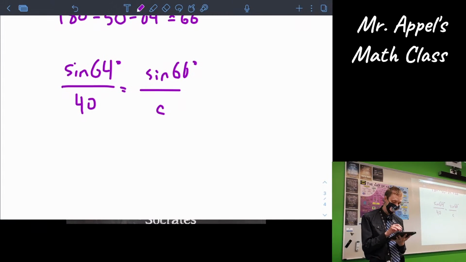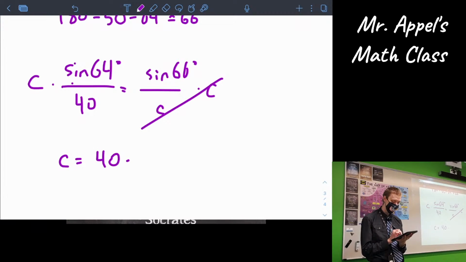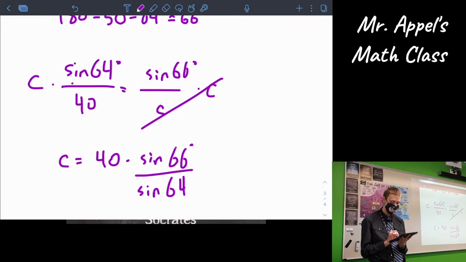Okay, solve for C. I want to multiply both sides by C. That gets it out of the denominator. And multiply the reciprocal of this. So C is going to be 40, sine 66 stays on top, sine 64 stays on the bottom. Did you have that set up?